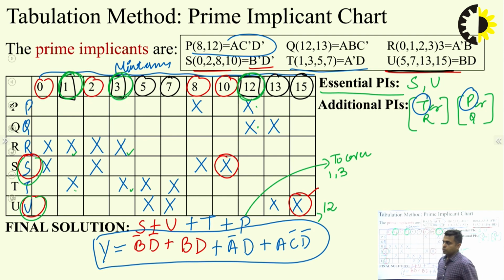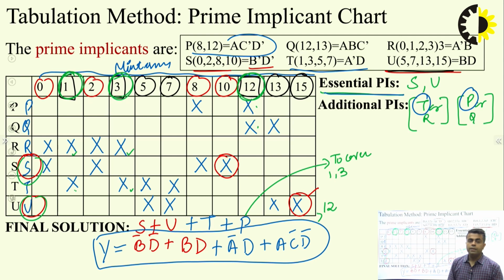So this is the minimization of a Boolean expression using the tabulation method. We have now been checking some particular cases. There could be a question in which the essential prime implicants are the only ones required. That means S and U, the essential prime implicants here, could cover all the possible terms. In that case, there would be no requirement of additional prime implicants.